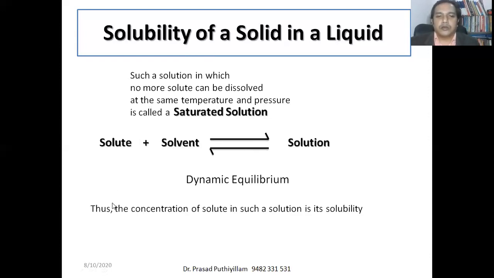Okay, so the concentration of solute, how much solute is present at this dynamic equilibrium, is known as its solubility. So that much concentration of solute is its solubility. That is a way to represent the solubility of a solute: how much is the concentration of solute present in a specified solvent to get a solution in a saturated case, or when it is in dynamic equilibrium.